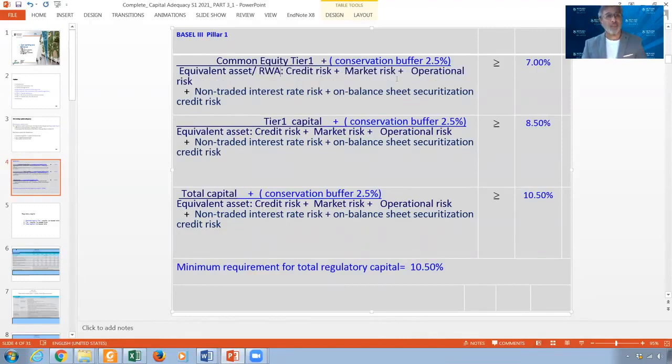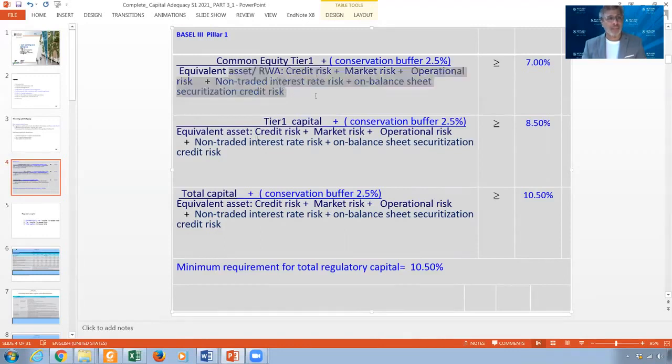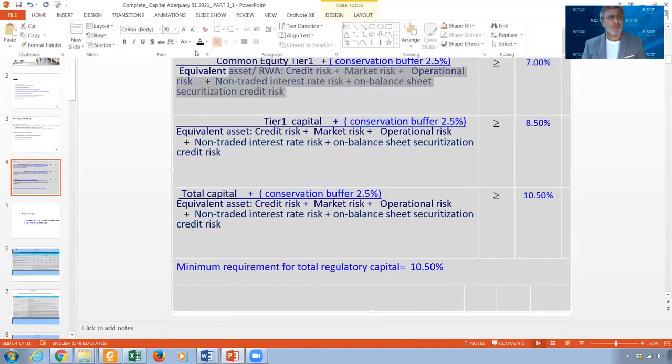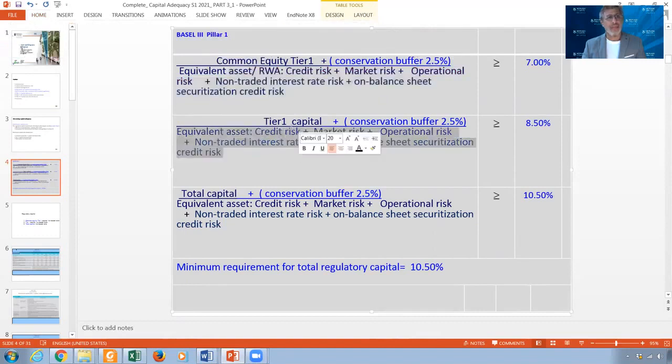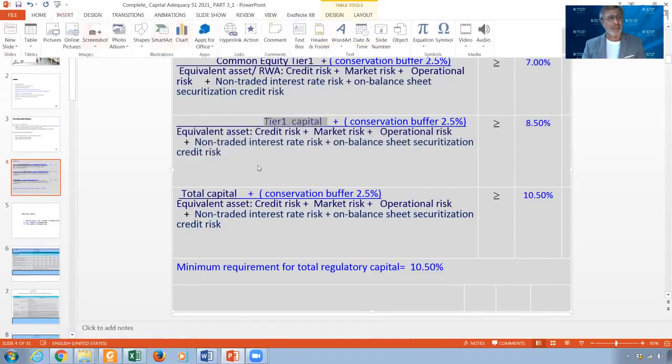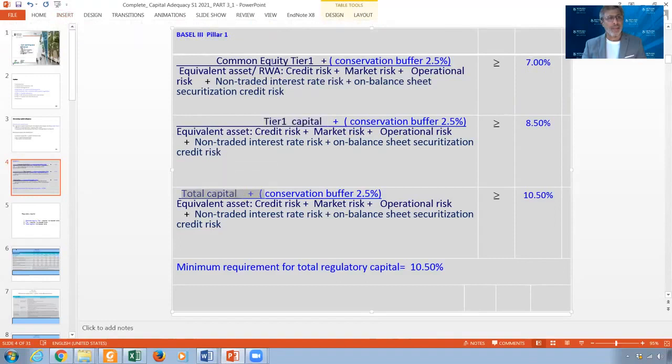These are risk-weighted assets for credit risk, market risk, operational risk, securitization, and non-traded interest rate risk in the banking book. All of those we need to calculate. The denominator is the same for all of them. However, the capital is different: here it is tier 1, here is total capital, and here is the common equity.